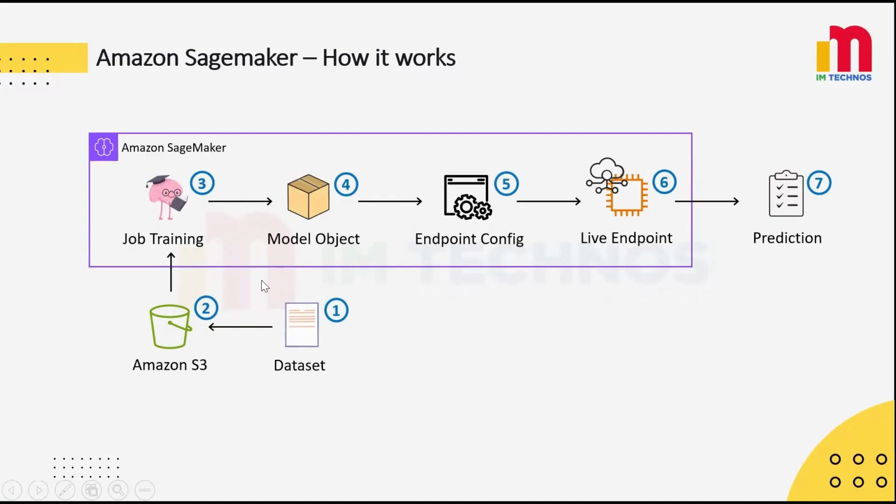Until now, we have completed the training process. First, we created the training job that trained our data. Then we created a model, which essentially packages the trained model artifact along with the required container and permissions. Now we are going to create an endpoint configuration and deploy the endpoint.